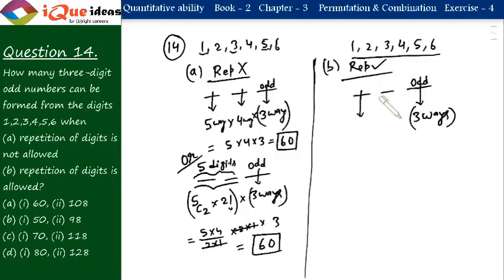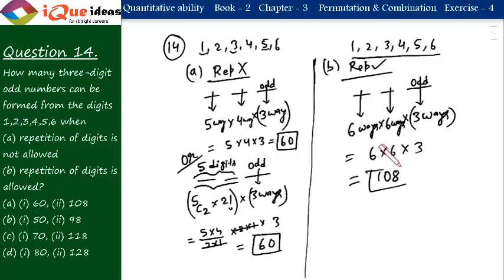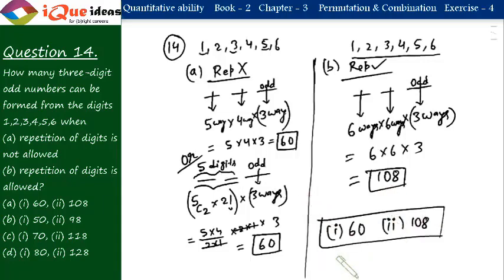So now the first place can be filled in 6 ways. And the second place can be filled in again 6 ways, because repetition is allowed. So the total number of ways will be 6 into 6 into 3. So 6 sixes are 36 into 3, 108. Right? So the answer of the question would be 60 for the first one and 108 for the second one. Alright. This is the answer of the question.